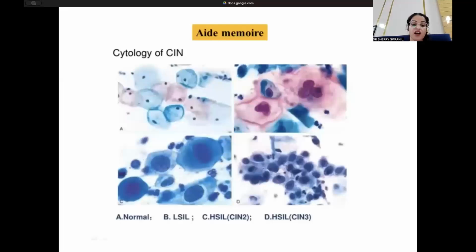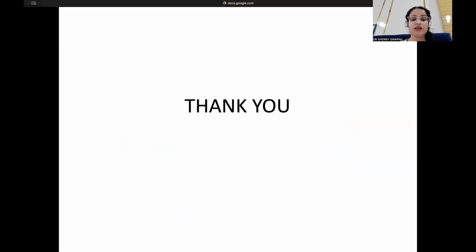So this is just a slide to summarize. These are your normal-looking intermediate cells, which we have taken as reference. Then you can see this is LSIL, where the nuclear size is increased by 2.5 to 3 times. In high grade, which could be moderate dysplasia or severe dysplasia, the nuclear size is increased; they have not mentioned the exact size, but it is increased. The NC ratio is highly increased, and in HSIL the nuclear size is increased by more than 3 times. I think that's all for the lecture.